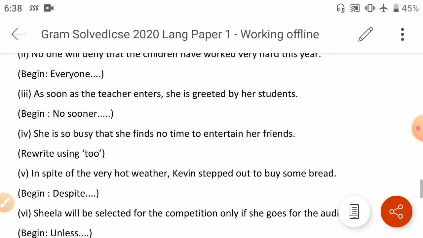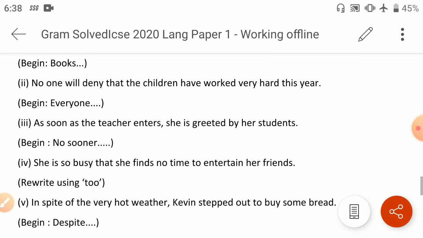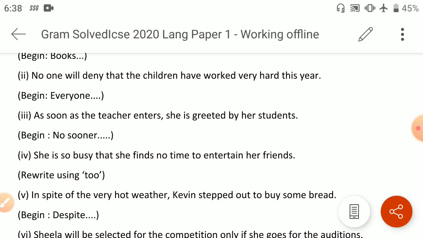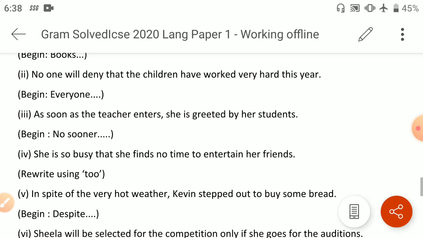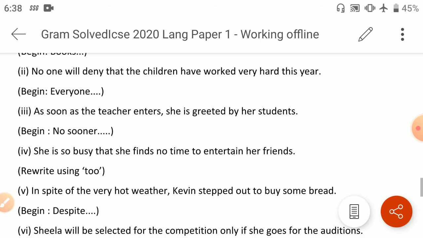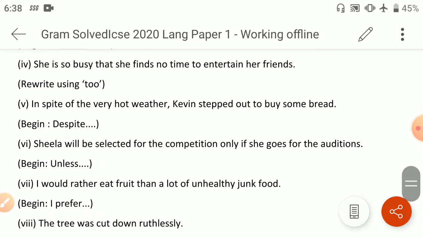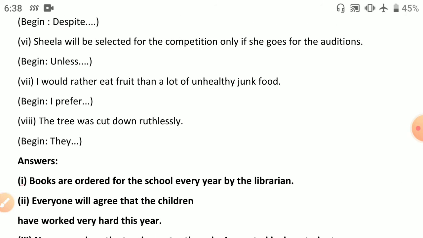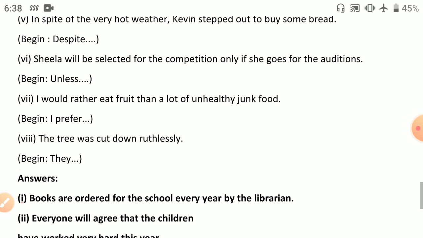Next one. No one will deny that the children have worked very hard this year. Start with "Everyone". So this is again an example of affirmative to negative, negative to affirmative, that type. So everyone will agree. Let's go back. Everyone will agree that the children have worked very hard this year.